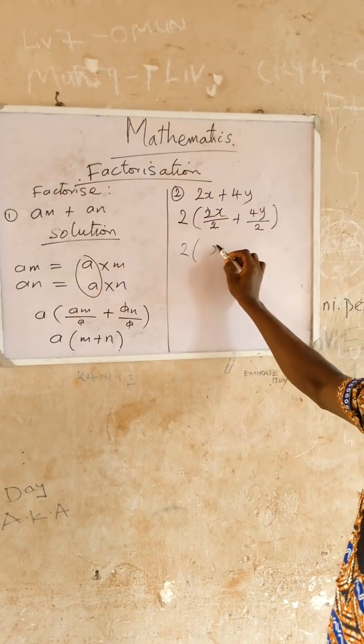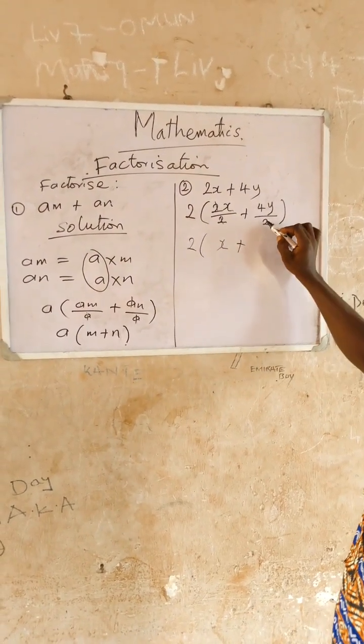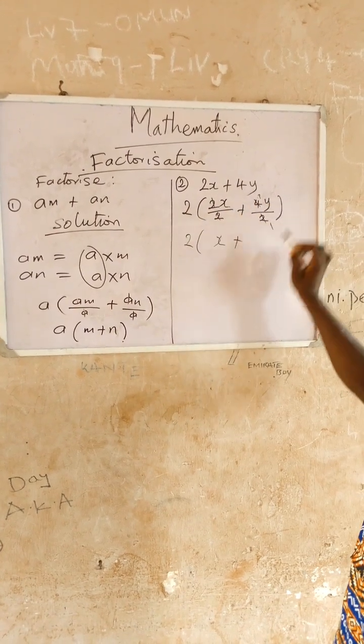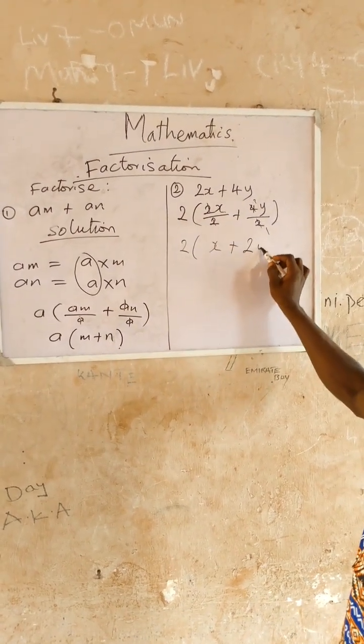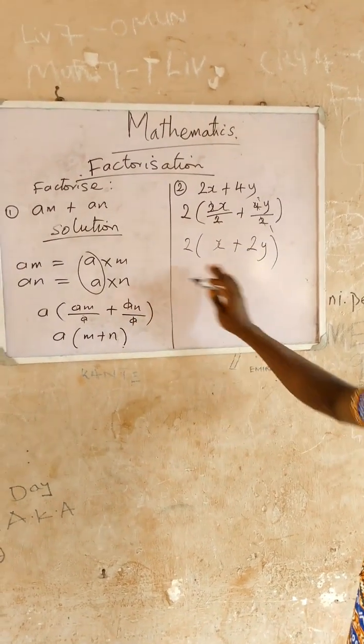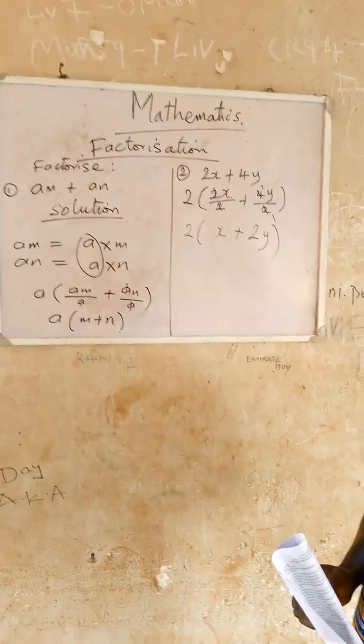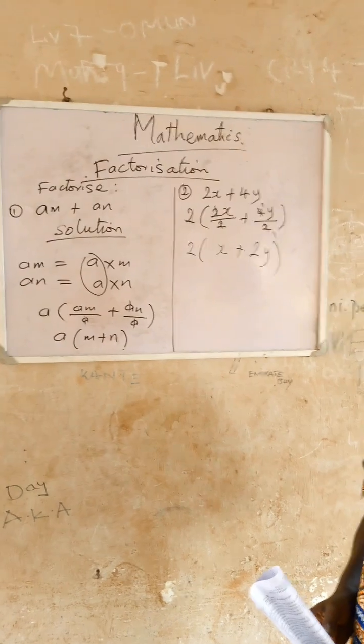And so we write that x plus 2 cancel itself is 1. 2 cancel 4 will give us 2, so we have 2y. So the answer becomes 2 into x plus 2y. That becomes the last answer. I hope you understand that.